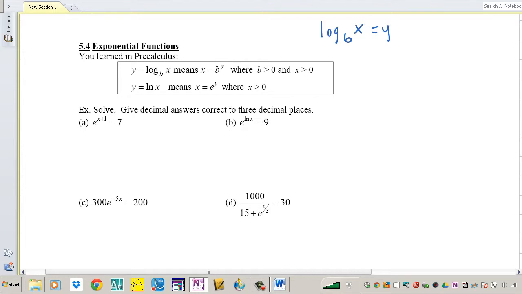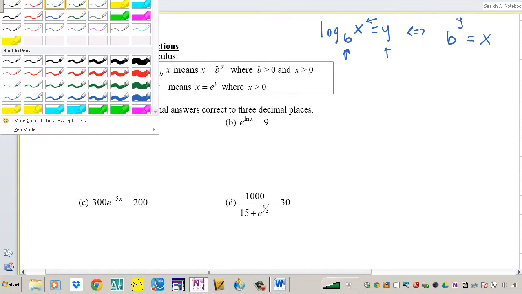For example, this is my base. In an exponential function, we know that the base is the number, and what are you taking the power of? Well, you're taking the power of y, which is this number here. And then what is b to the power of y equal to? Well, it equals this argument here, which is x.